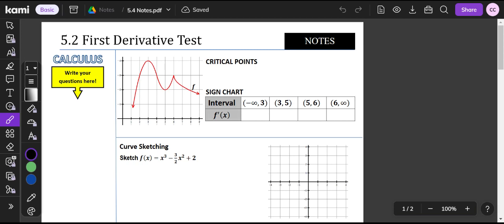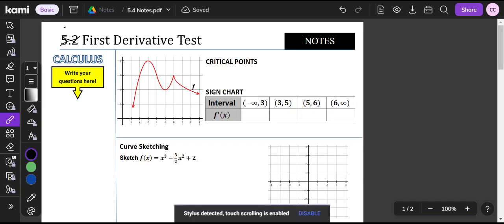All right, so in this lesson, yeah, I know it's 5.2 at the top. I pulled these notes from somewhere else because I really, really liked them. So even though it's 5.2, yes, I know technically this is actually lesson 5.4.